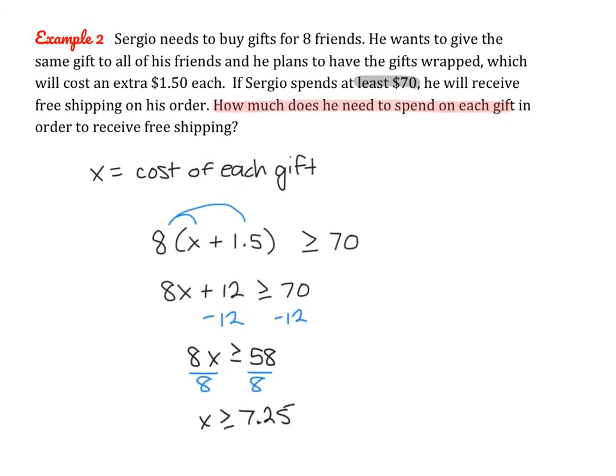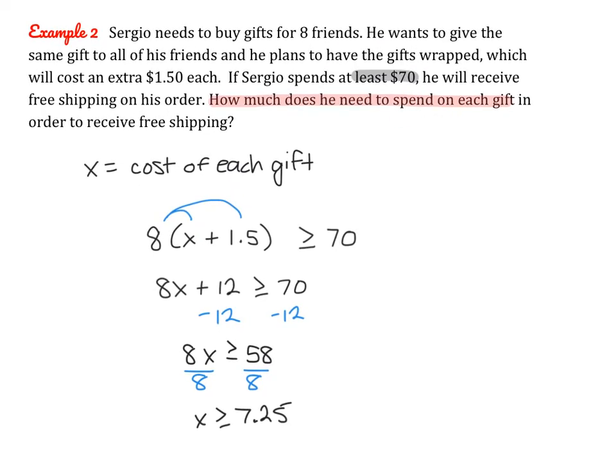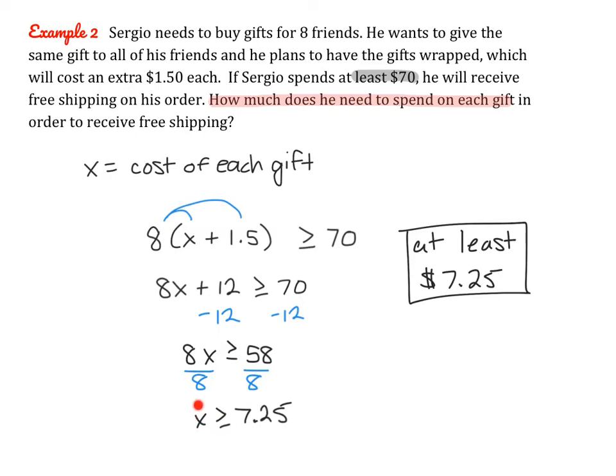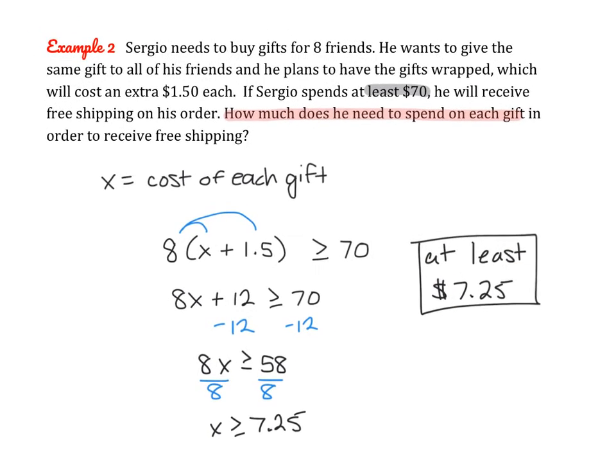So how much does he need to spend on each gift? He needs to spend at least $7.25. So again, if you're trying to describe the phrase X must be greater than or equal to 7.25, that would qualify as at least $7.25.